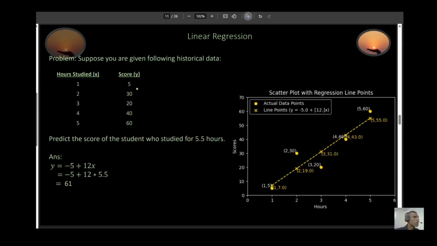So back to our problem. In this case, you were given these 5 data points, 1, 2, 3, 4, 5, right? And you have to predict the score of the student who studied for 5.5 hours. Well, you know your regression line is y equal to minus 5 plus 12x. You substitute your value of x as 5.5, and the answer comes out to be 61. So this is the predicted score for this student.